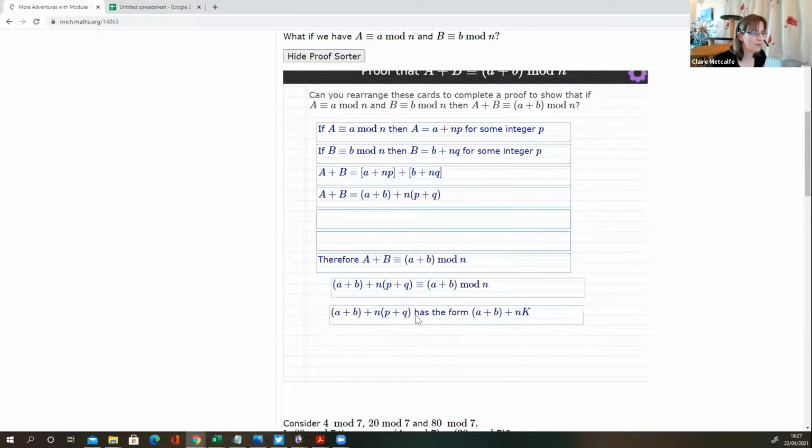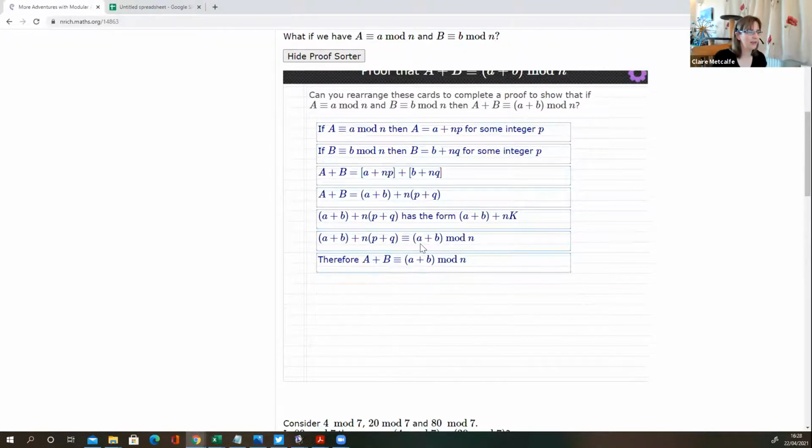Right, we have two more statements at the end. Let's call this first and second. Which statement do you think we'd like to put in next? Okay, we've got a couple of people who've gone for second. So that one goes there.